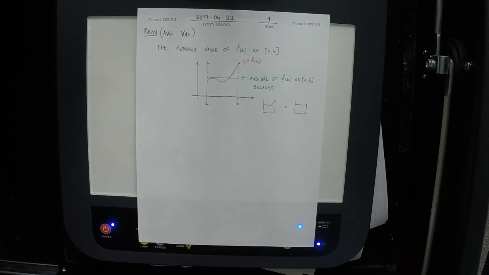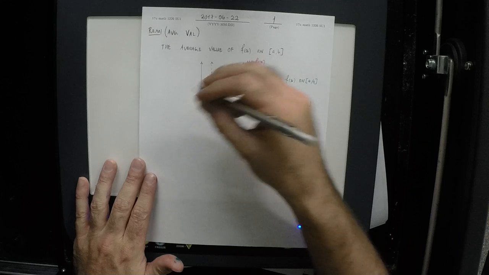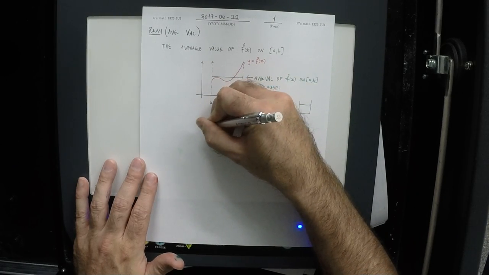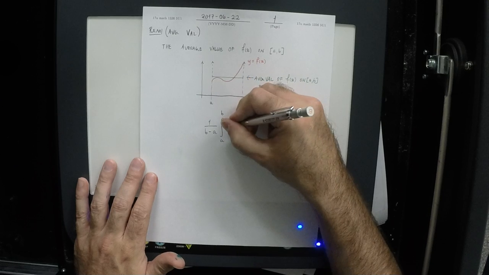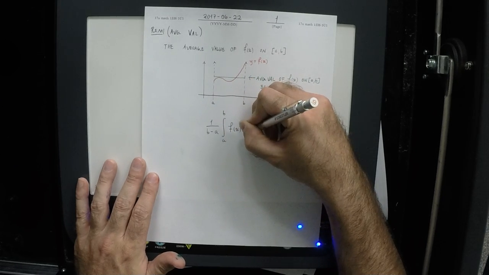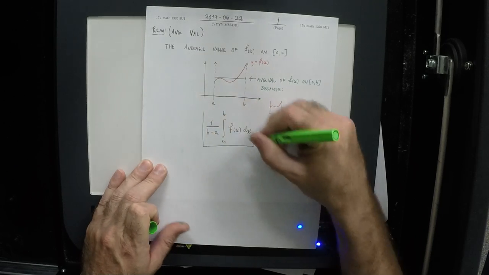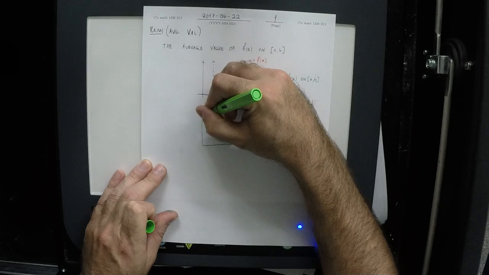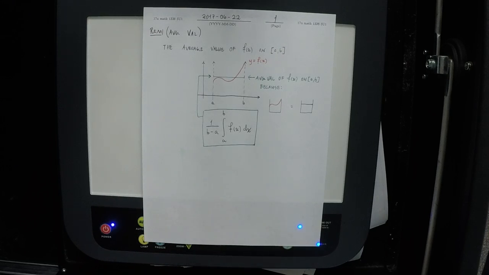Okay, so that's what it means to have found the average value of a function on an interval. Then we established how to find that formula. The way to find that formula is with this: 1 over b minus a, integral a to b f of x dx. So this formula tells you that value. Okay, so any question about the concept or the formula?